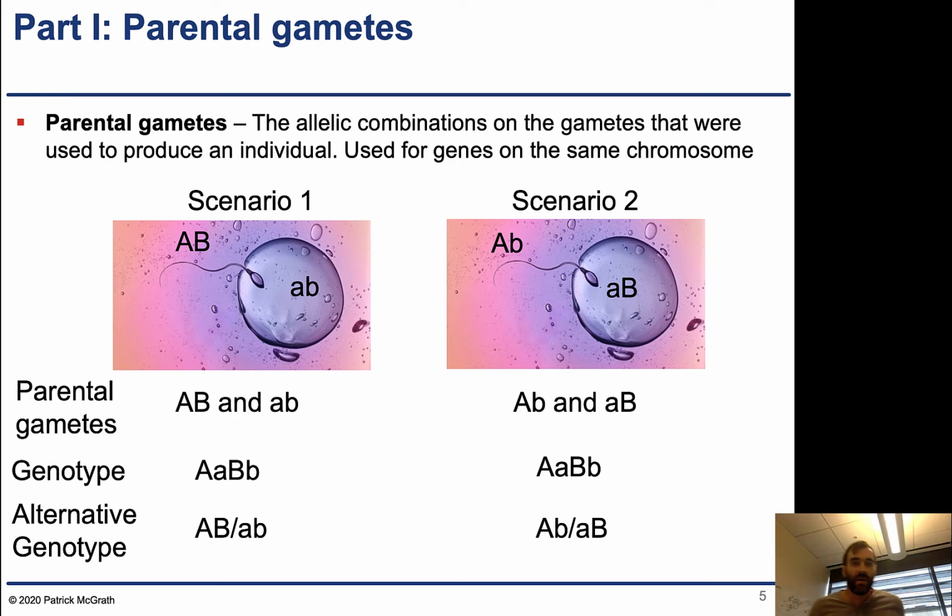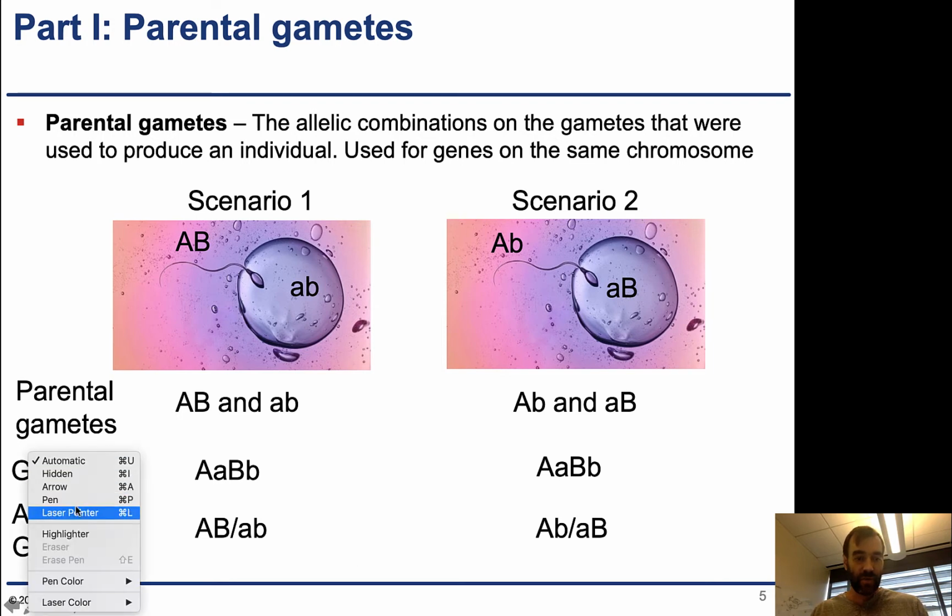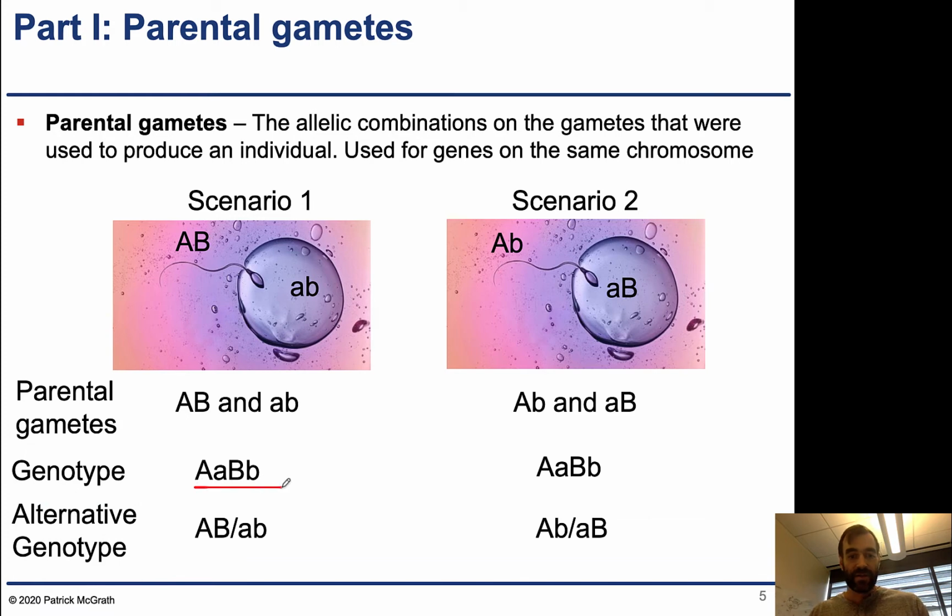Okay, so part one, first we're going to talk a little bit about what we refer to as parental gametes. Parental gametes are the allelic combinations on the gametes that were used to produce an individual. So I have a mother and a father, and I have a genotype. Let's say I'm heterozygote for two different genes. One way we could write that genotype is this, capital A, capital B, little b.